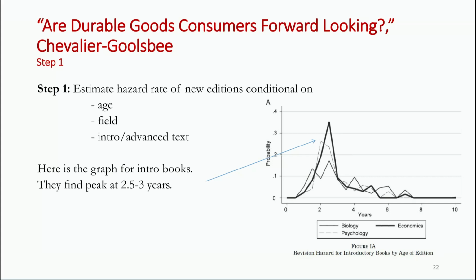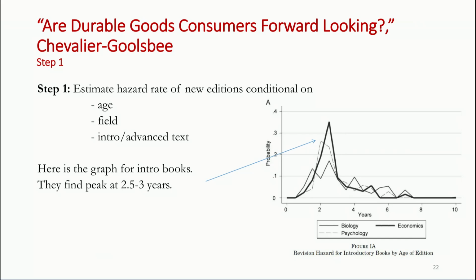So step 1 is a very simple exercise. You just estimate a hazard model where the probability that the book is replaced is a function of the age of the book in semesters, whether it's a biology or psychology or economics book, whether it's an introductory textbook, for Economics 1, or an intermediate micro textbook or intermediate macro textbook. And here's the graph they get for the introductory books.